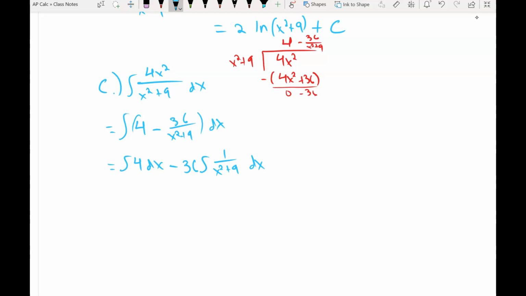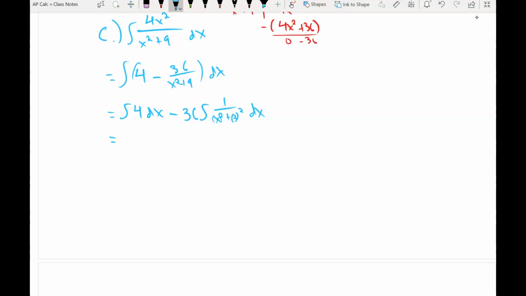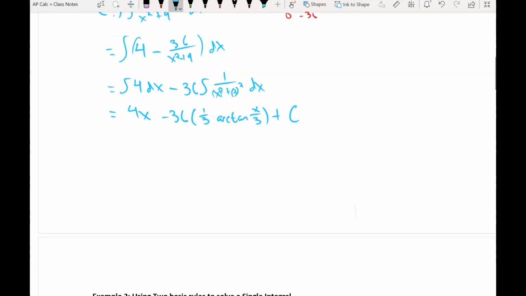And this integral should look familiar. 1 over, in parentheses, x squared plus 9 I can rewrite as 3 squared. You should recognize that's just, again, going to be an arctangent problem. Well, the antiderivative of 4 is just 4x. That's pretty easy. Minus 36 times, once again, reverse this. This is going to be an arctangent type of thing, so it's going to be negative 36 times 1 over our a value. Our a value is 3 here. So 1 over 3 times arctangent of u over a. Our u is x. Our a is 3. And on all of this, we're adding some constant c.